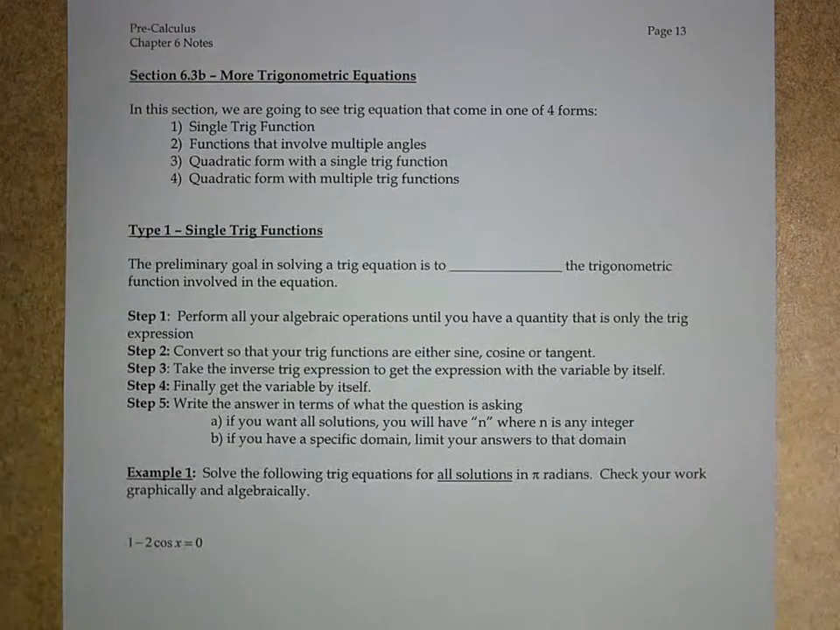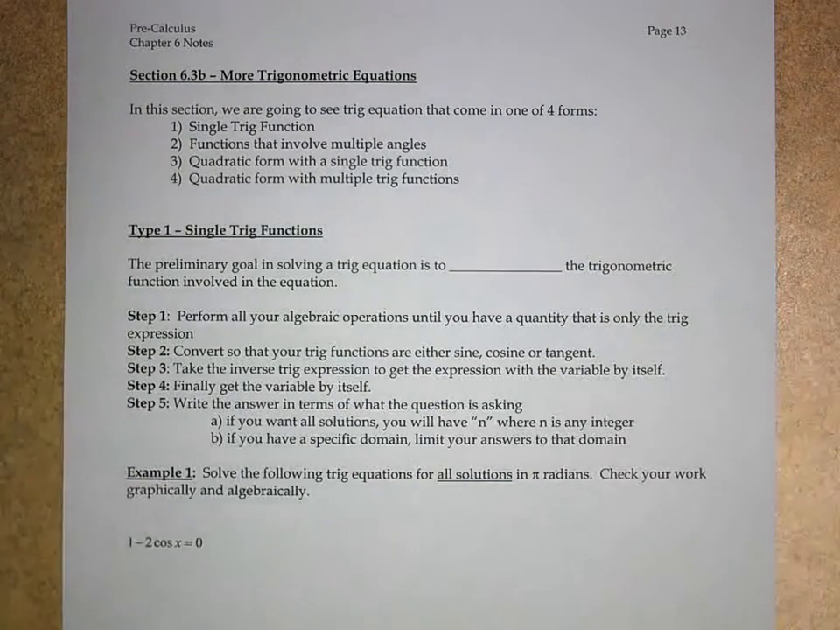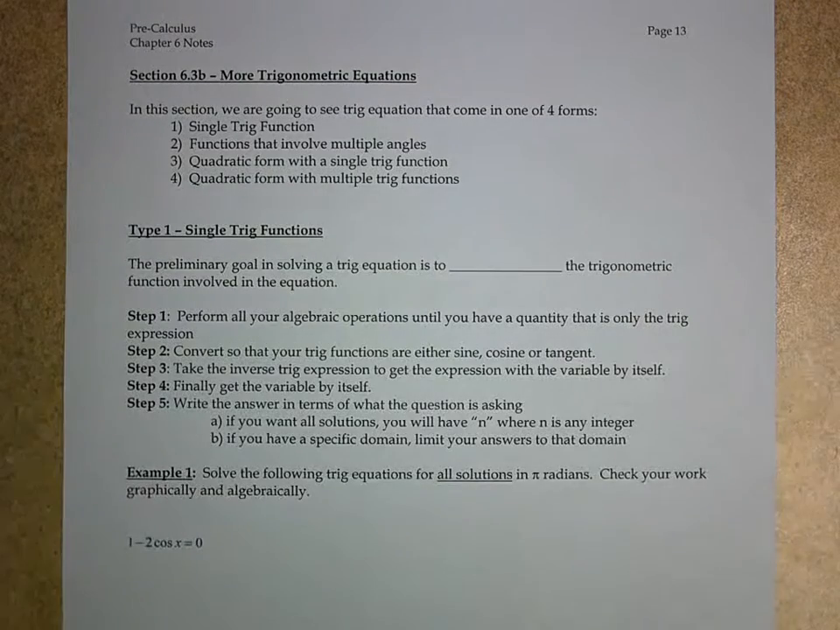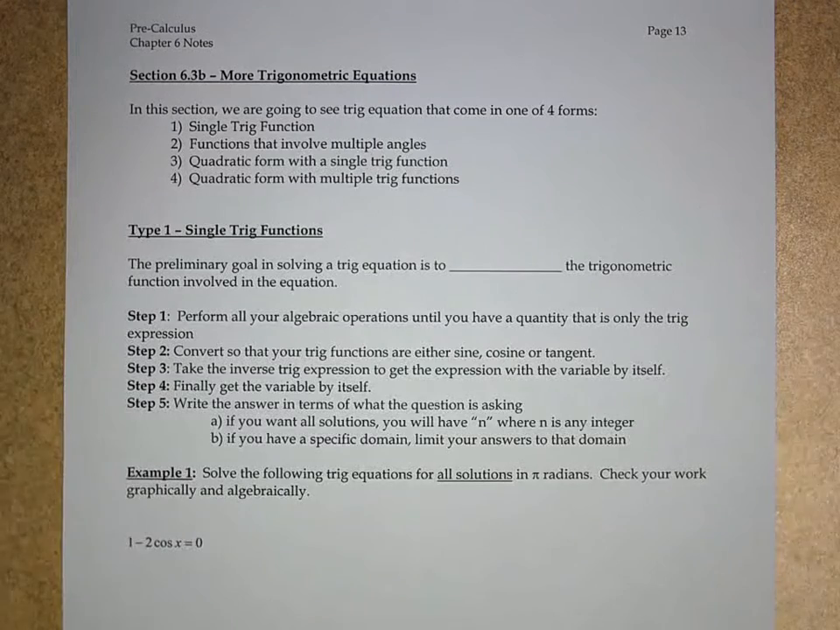In section 6.3b, we're going to look at solving trigonometric equations that are more complex than the simple arc sine, arc cosine, arc tangent. We're going to deal with four types of equations. A single trig function, which means we've only got sine, cosine, tangent, secant, one type of trig function in it. Functions that involve multiple angles, such as 2 thetas, 3 thetas. And then the last two are quadratic forms. What we're going to look at today, though, are the single trig functions.